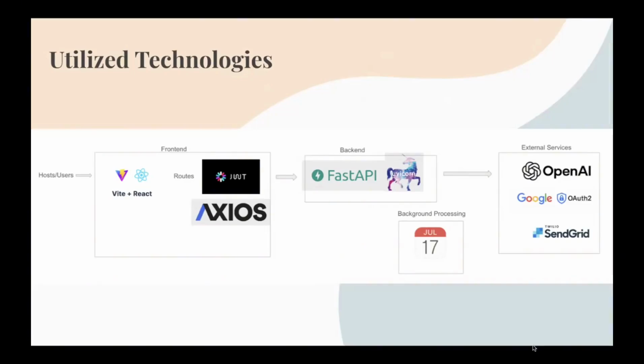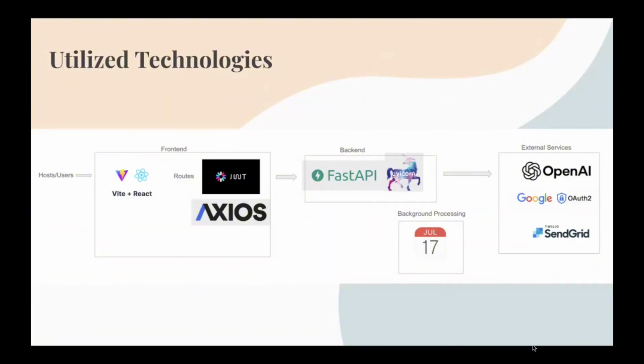On the right, we integrate with external services that extend core functionality. We use Google OAuth 2 for secure social login and identity handling, SendGrid for transactional emails, and OpenAI for AI-powered features in the product. The full request path is straightforward.